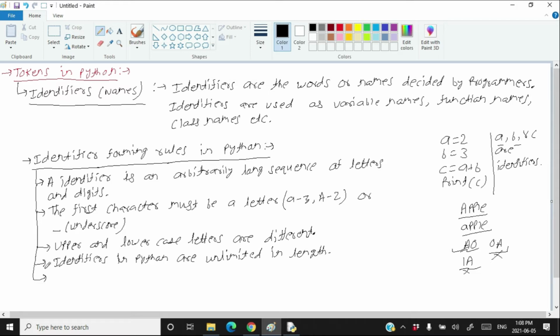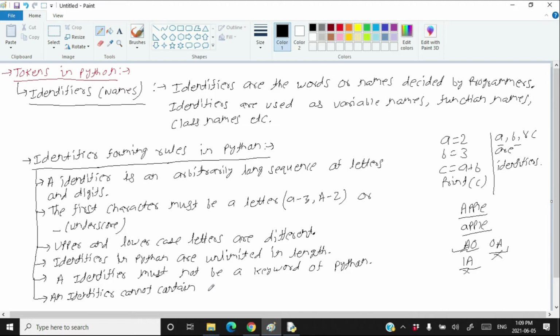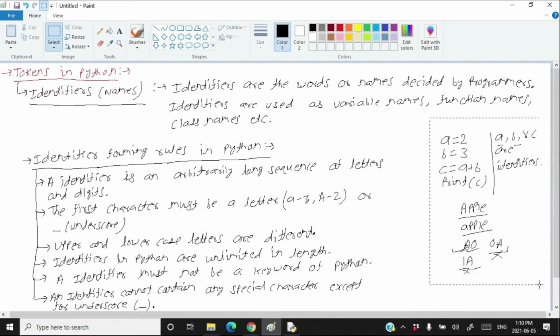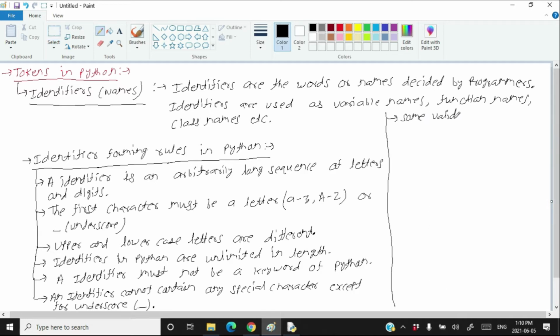An identifier must not be a keyword of Python. An identifier cannot contain any special character except underscore. Identifiers can contain letters and numbers, but not any special character other than underscore. Getting it? So let's see examples of some valid identifiers.